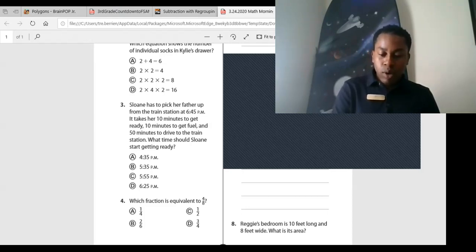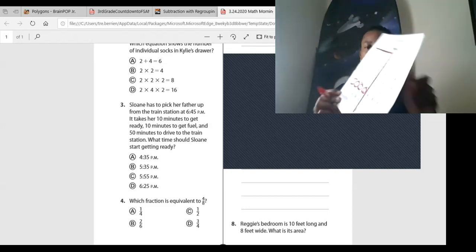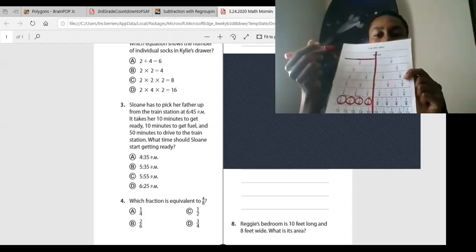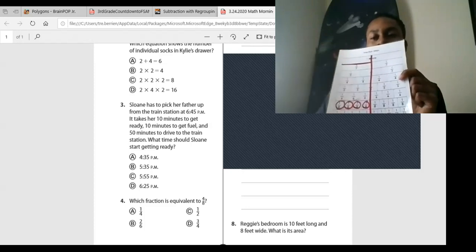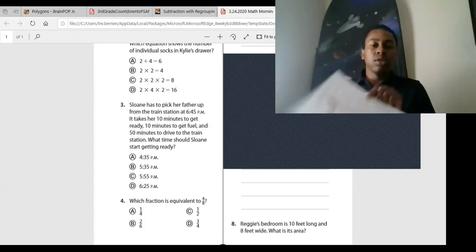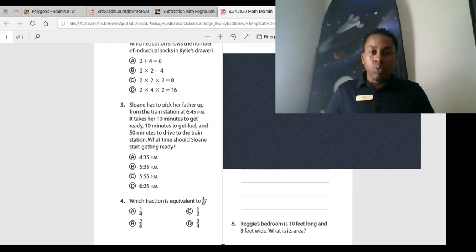Now I'm highlighting where 1/2 is. We know that 1/2 is at the top of our fraction strip. Does 1/2 match up with 4/8? Yes. So our answer is C, 1/2. So which fraction is equivalent to 4/8? The answer is C, 1/2, right?